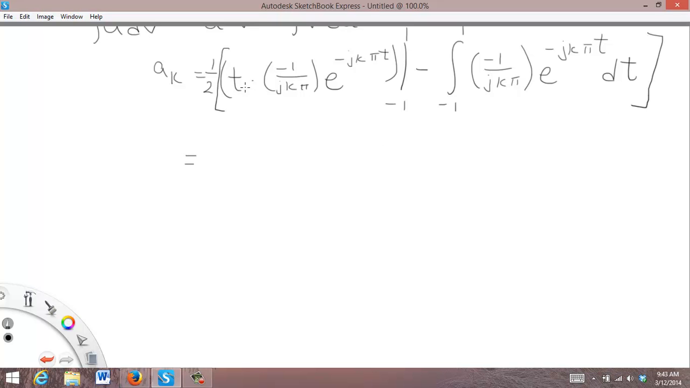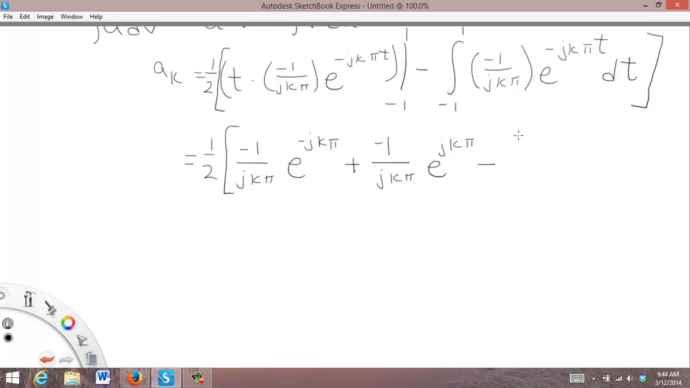Alright, so now, evaluating it at the upper limit, we put the 1/2 out front, and we have 1 times negative 1 over j k pi, e to the minus j k pi. And subtract from that t evaluated at minus 1, minus a minus is a plus, negative 1 over j k pi e. Now again, t is negative 1, so that cancels that, so now we have a positive exponent, e to the positive j k pi. And now we have our integral here.